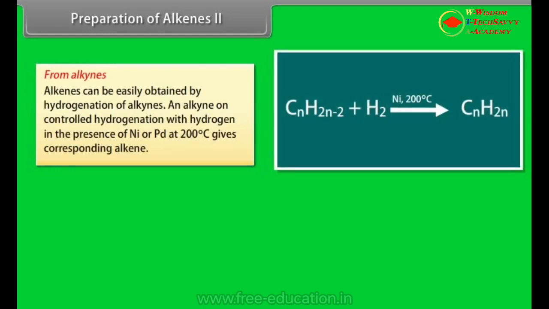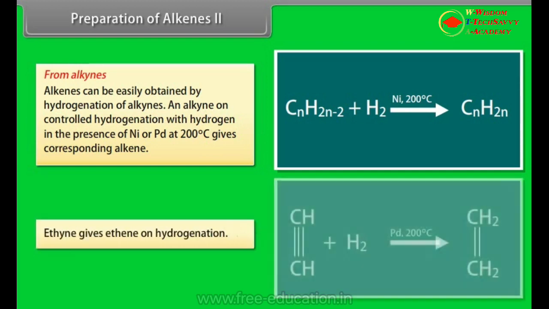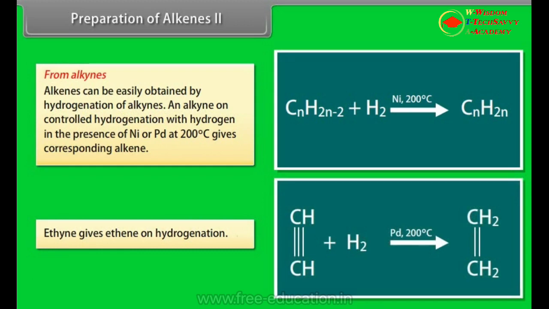From alkynes. Alkenes can be easily obtained by hydrogenation of alkynes. An alkyne on controlled hydrogenation with hydrogen in the presence of Ni or Pd at 200 degrees centigrade gives the corresponding alkene. Ethine gives ethene on hydrogenation.